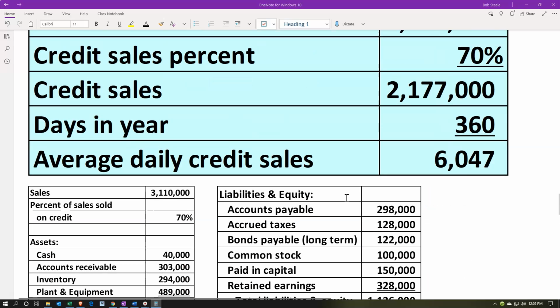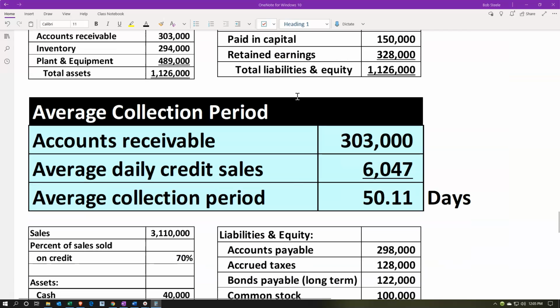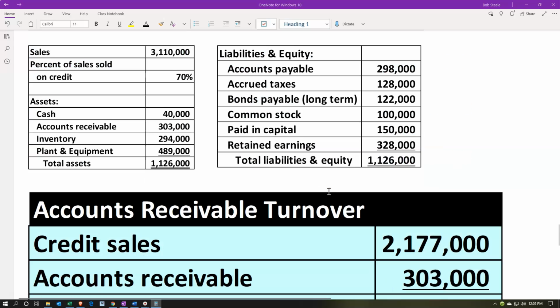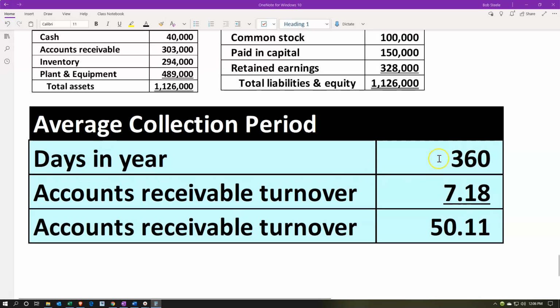Now, the first way we got to it, calculating the average daily credit sales and then comparing the accounts receivable to it, was probably more intuitive. It is to me. When I started learning this stuff, I would say, well, that's the way that makes sense to me, I'm just going to go with that. That might work in practice, but in a book problem, they might just give you the information and you'll have to do it basically this way because that's all the information they gave you.